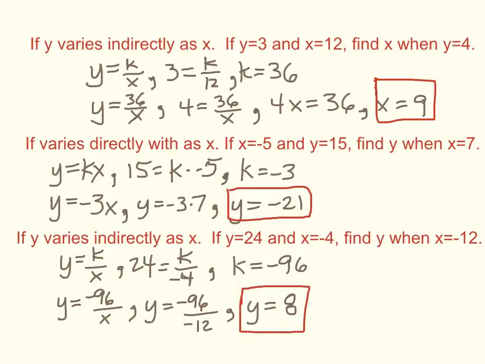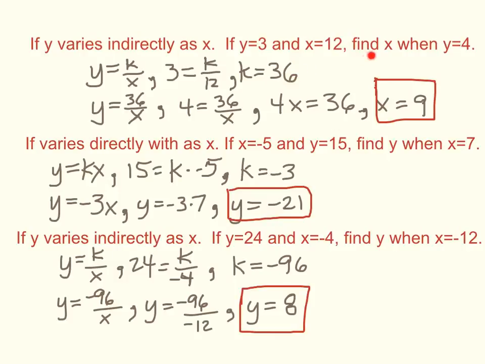And this is the type of problem you'll be doing. Here we have: if y varies indirectly as x. So I know I'm starting with the indirect variation equation. If y equals 3 and x equals 12, I plug in the 3 and the 12, multiply both sides by 12, and I get k equals 36. So my constant for this indirect variation is 36.